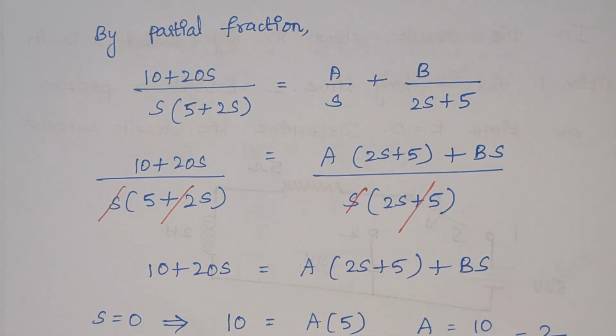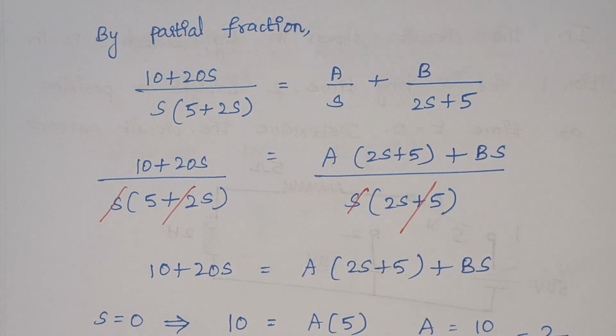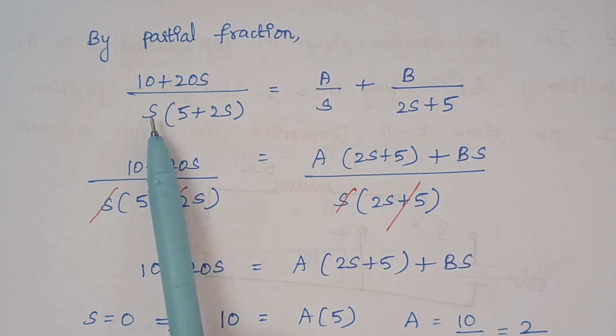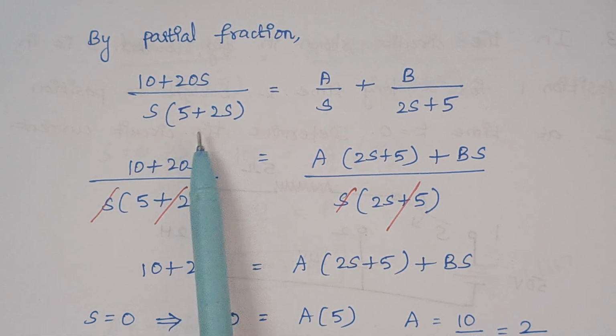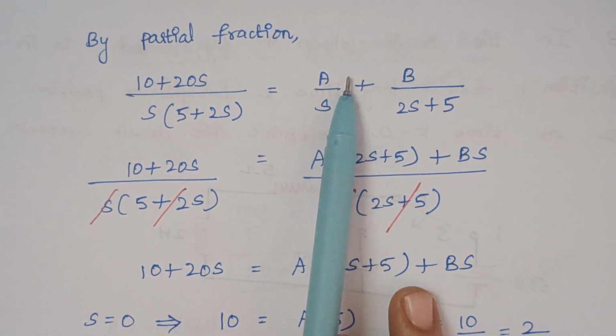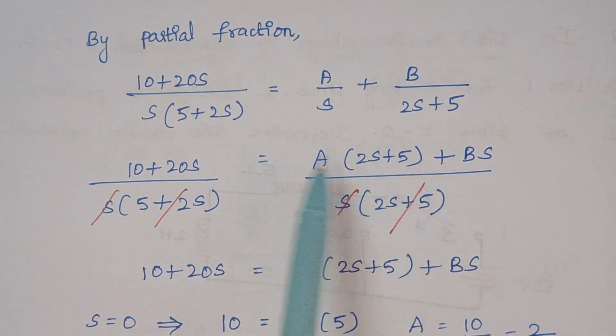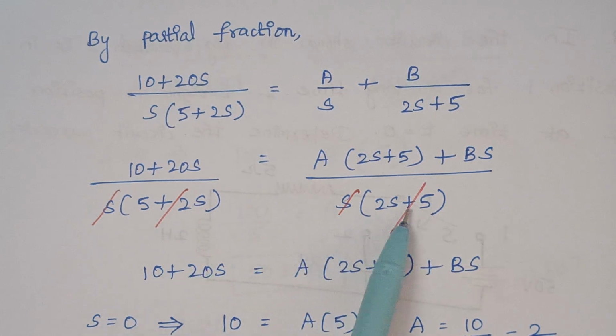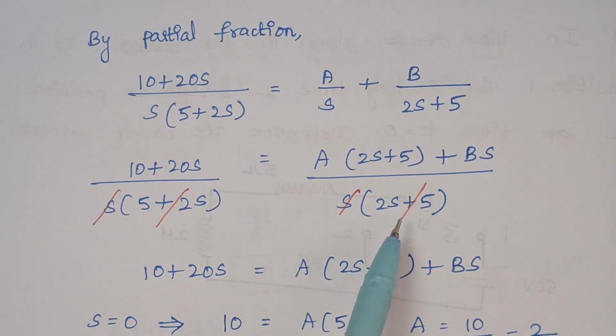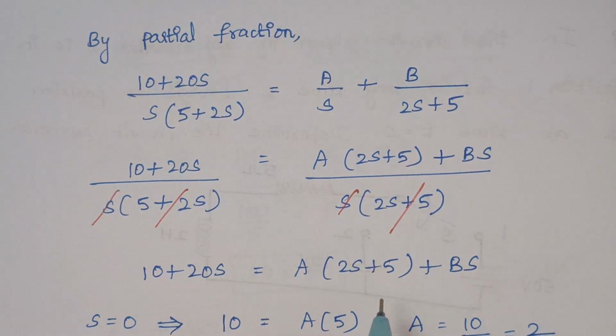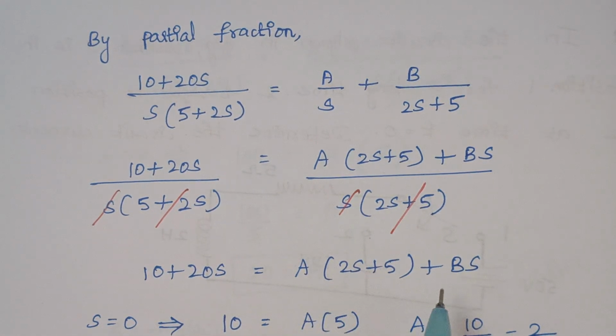The next step is we are going to take partial fractions. When you take partial fractions, the denominator has two terms, so we are splitting it into two terms, A by s plus B by 2s plus 5. The next step is when you take the LCM, both the denominator terms cancel, and finally we end up with an expression like this. So our aim is to find the values of A and B.